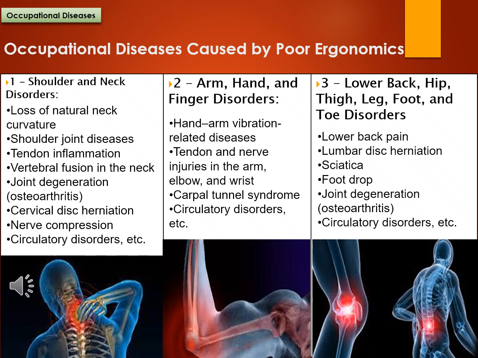Poor ergonomics can lead to a wide range of musculoskeletal disorders. Shoulder and neck problems such as loss of neck curvature, tendon inflammation, cervical disc herniation, nerve compression, and joint degeneration. Arm, hand, and finger conditions including hand-arm vibration syndrome, tendon and nerve injuries, carpal tunnel syndrome, and circulation issues. Lower back, hip, and leg disorders such as chronic back pain, lumbar disc herniation, sciatica, foot drop, and joint degeneration. These conditions often develop gradually due to repetitive strain, poor posture, and inadequate workplace design.